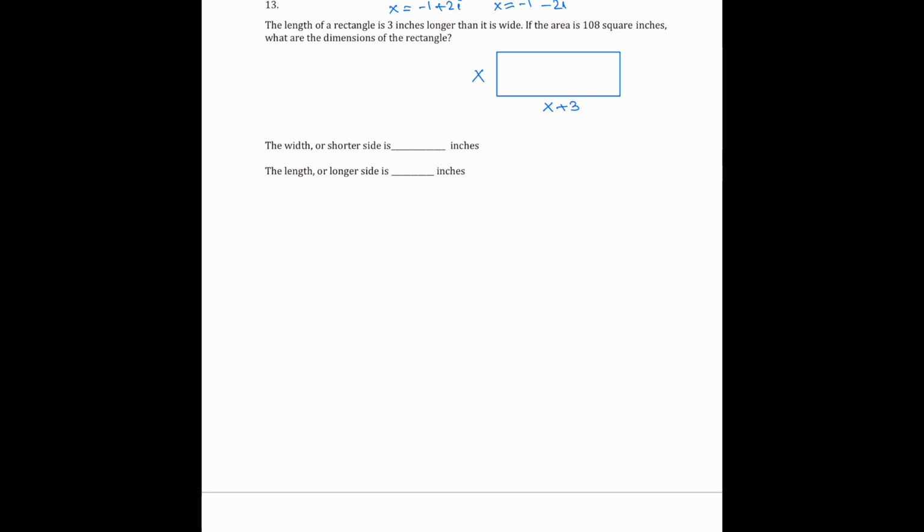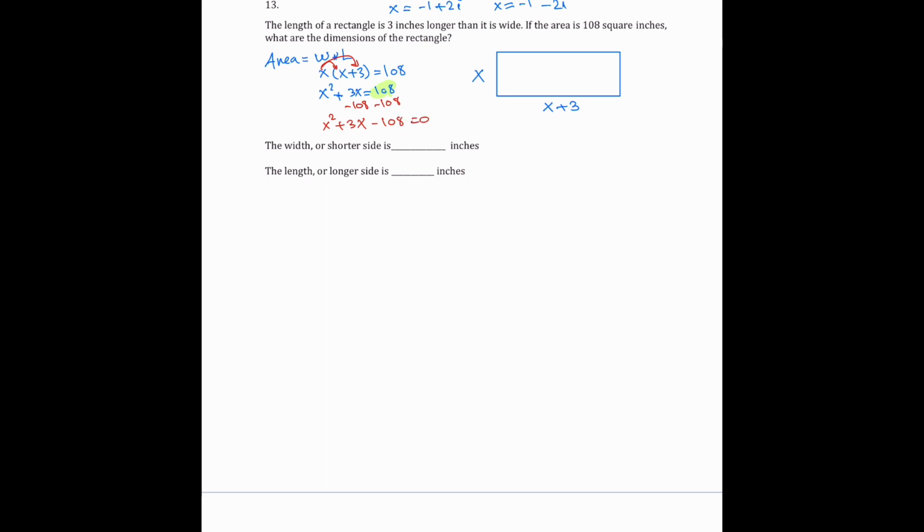We know that the area is 108, so the area of any rectangle is width times length, which is X times X plus 3. And we know that the area is 108. So now we're going to distribute the X inside. You'll get X squared plus 3x equals 108. This is quadratic, so we need to make it 0. So we're going to subtract 108 from both sides of the equation. We get x squared plus 3x minus 108 equals 0.